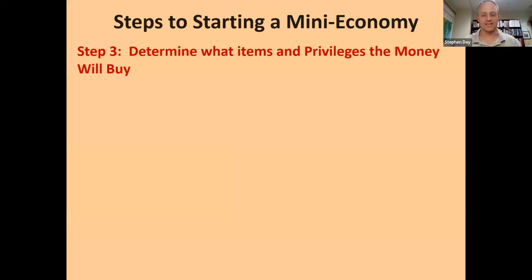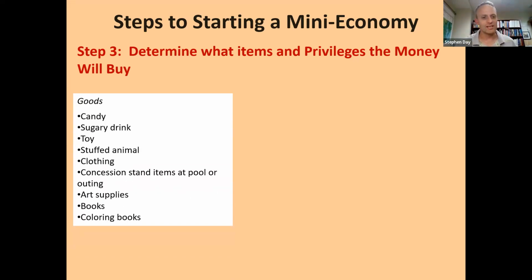So here's some things that kids can buy in the store. And remember, these things are either tangibly in the store or they're coupons that we make with a little picture on them as well. So kids can buy candy, sugary drinks, toys, stuffed animals, clothings. Concession stand items at the pool, like our daughter is always bugging us to buy something at the concession stand. This is a great opportunity for mini economy.